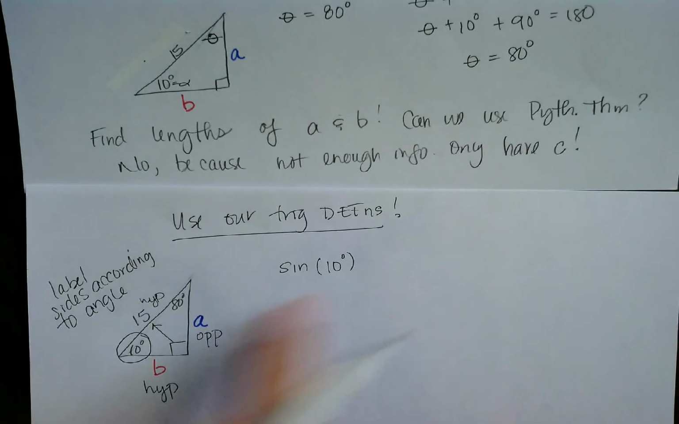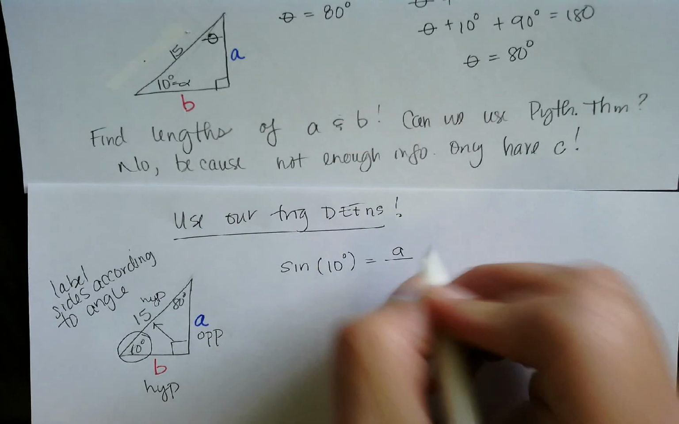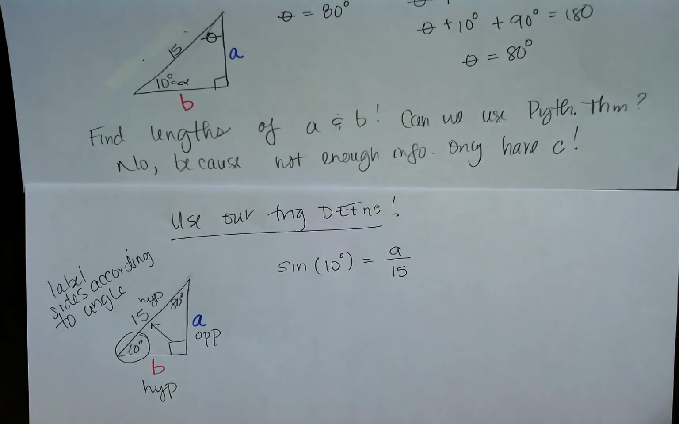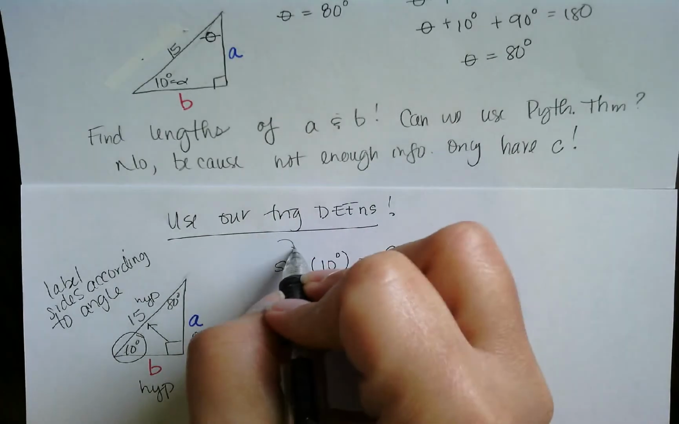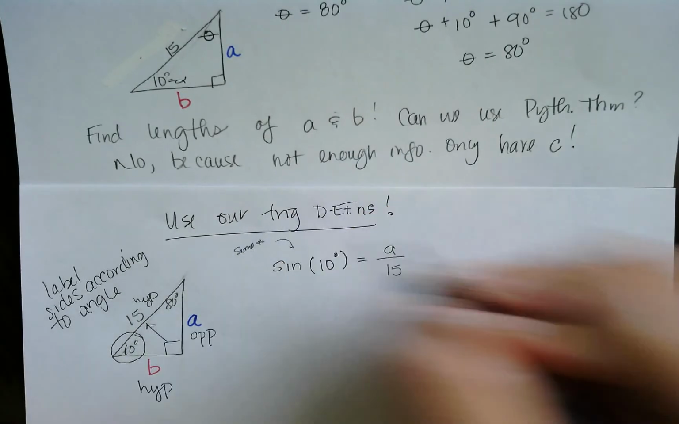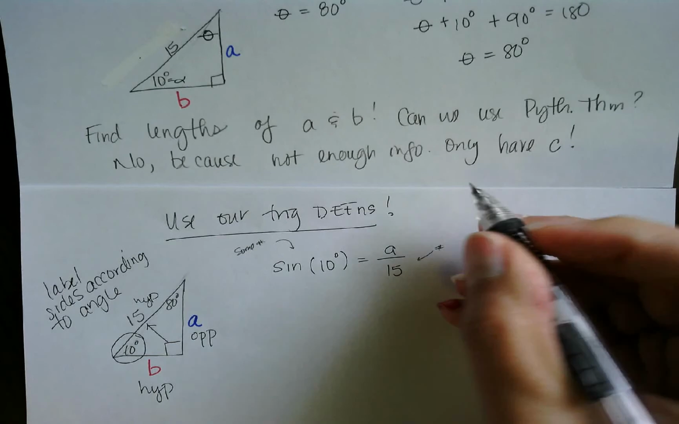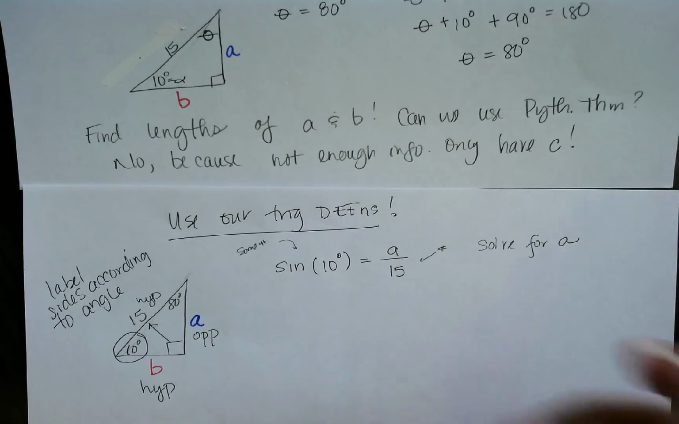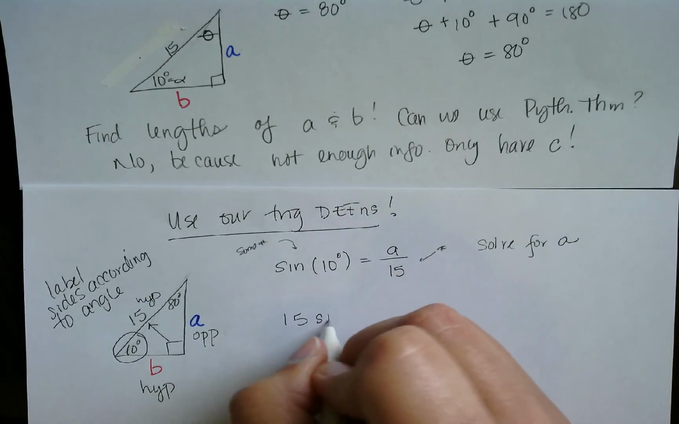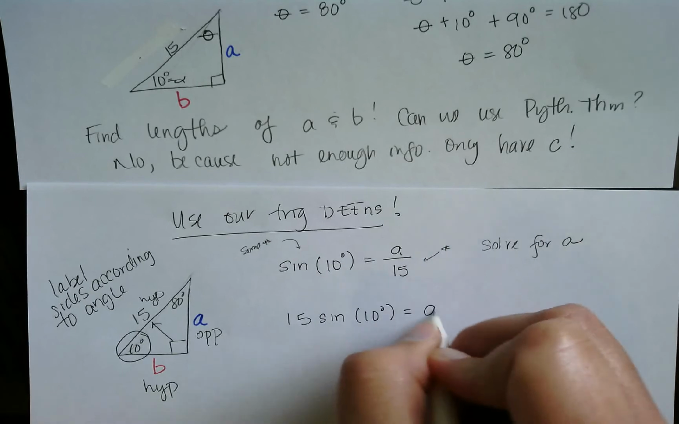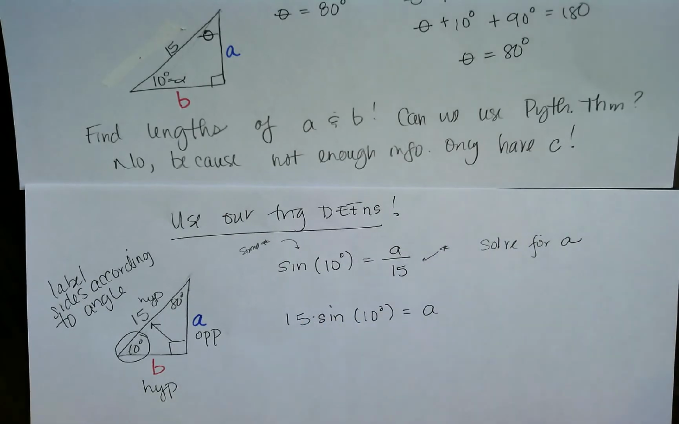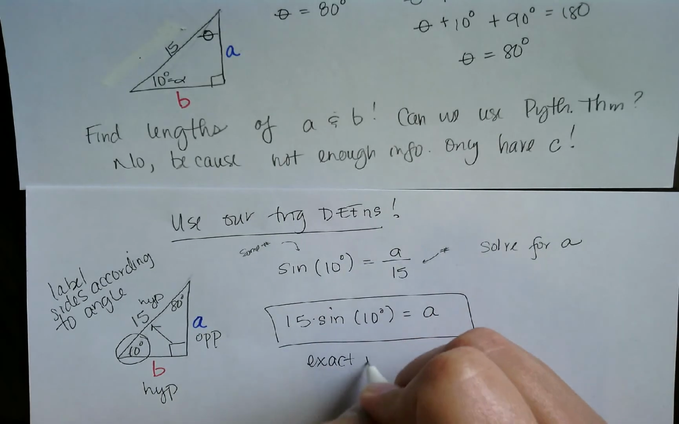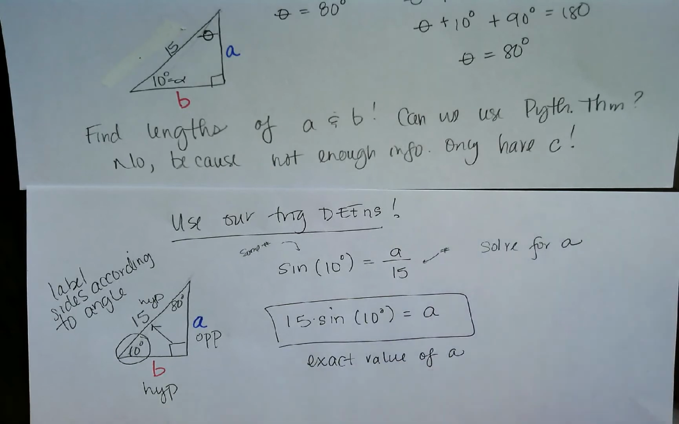Alright, so sine of 10 degrees, so opposite, that's A, over hypotenuse. Look at that. You have two numbers. Okay, this is what you need to understand. That's a number, some number, and that's clearly a number. Okay, now you just solve for A. Alright, how do we solve for A, everybody? Multiply both sides by 15. So A equals 15 times sine of 10 degrees. This is the exact value. Exact value of A. Okay.